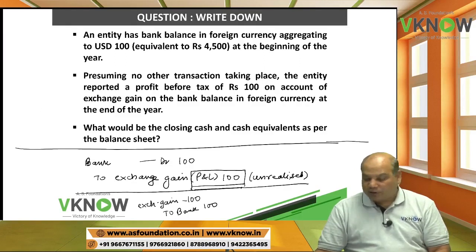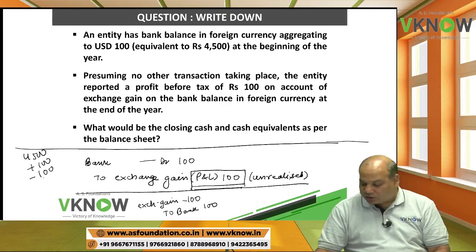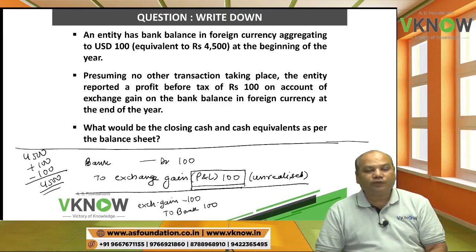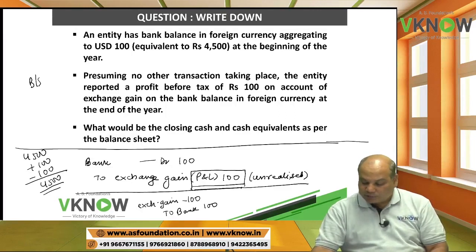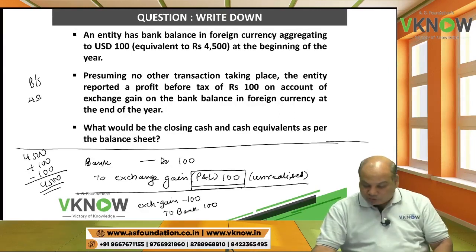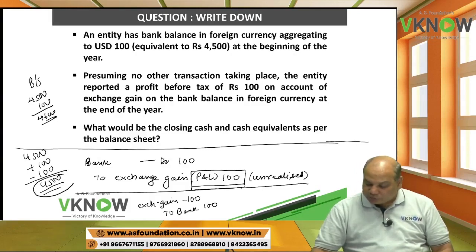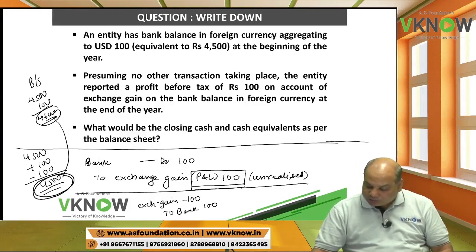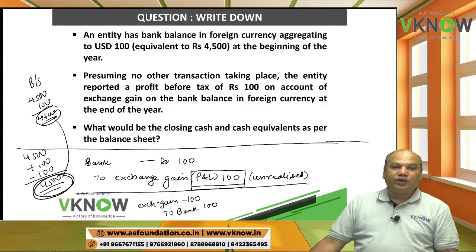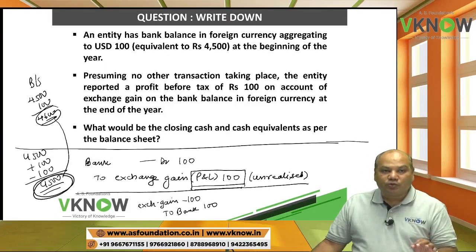But then what will happen? My cash flow statement will show 4,500 plus 100 minus 100. My cash flow statement will show a closing balance of 4,500, whereas my balance sheet will show closing balance of 4,600. So I will have to prepare a reconciliation statement between cash flow statement and balance sheet balance.